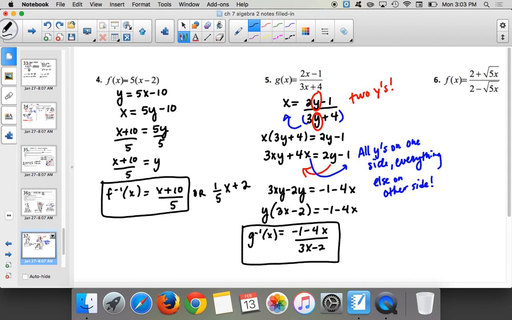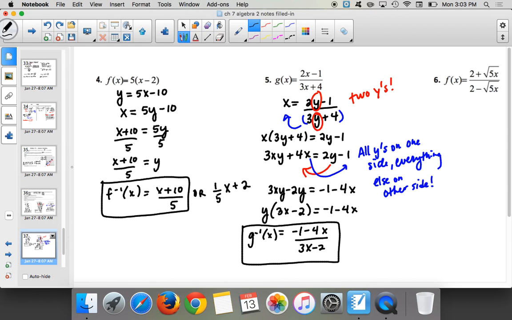Ah, good question. Greta says she feels like she did the right steps, but instead of subtracting her 2y to the left side and subtracting her 4x to the right side, she did it the opposite. So she took the 3xy and subtracted it over, and she took the 2y and subtracted that to the left side.